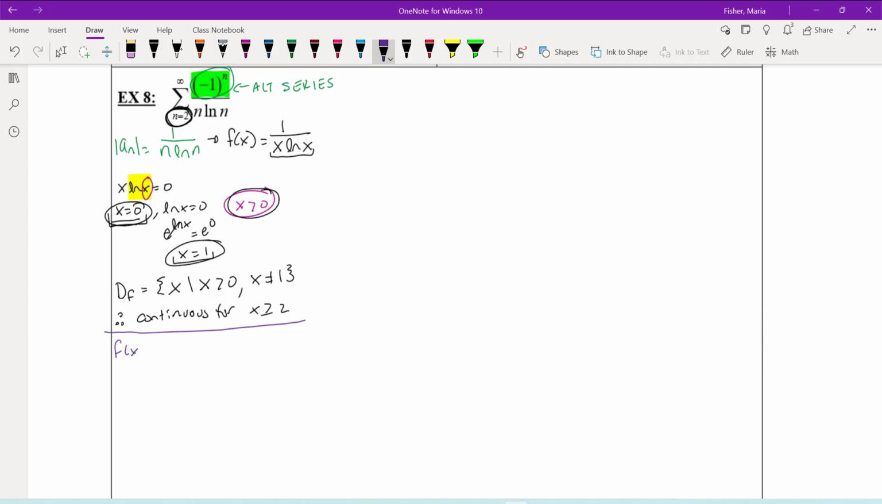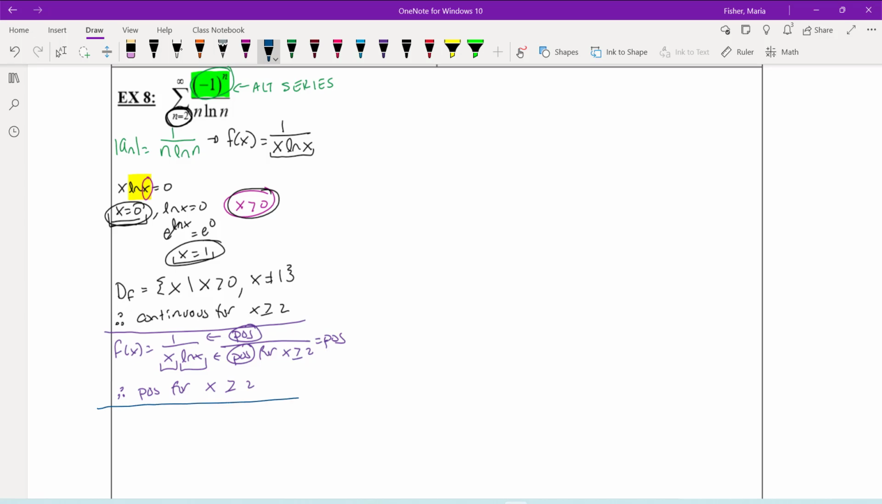Now let's determine if it's positive. Well, we had that f of x is equal to 1 over x natural log of x. Well, the numerator is always positive, and the denominator for both x and the natural log of x is going to be positive for x greater than or equal to 2. Therefore, we know that this is positive for x greater than or equal to 2 because a positive divided by a positive is equal to a positive.